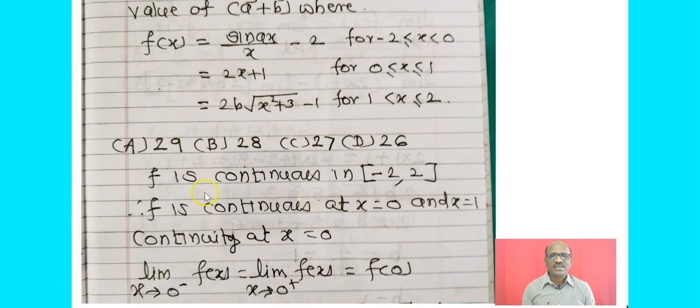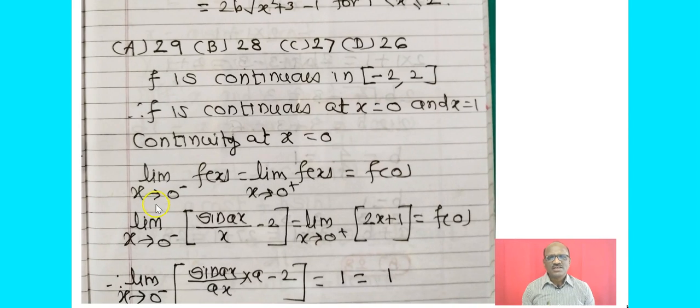Now see this, the f is continuous in the closed interval minus 2 to plus 2. F is continuous at x equals 0 and x equals 1. Now we'll check the continuity at 0. It's a breaking point. Therefore at 0, the limit as x tends to 0 from the left hand side of f of x equals the limit from the right hand side as x tends to 0, that equals f of 0. The limit as x tends to 0 of sin of ax upon x minus 2, the limit as x tends to 0 of 2x plus 1, and f of 0.